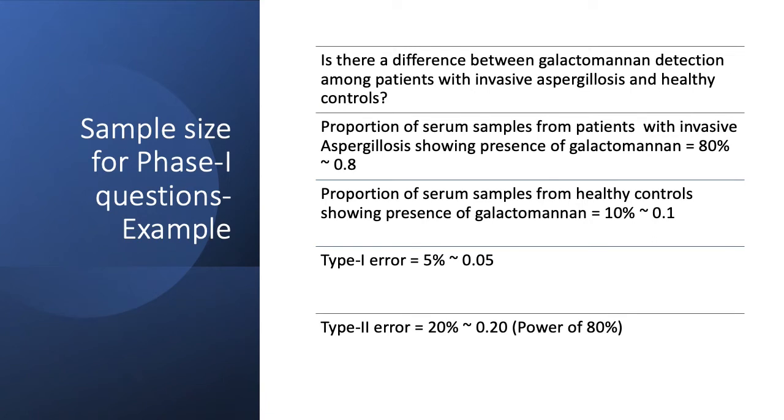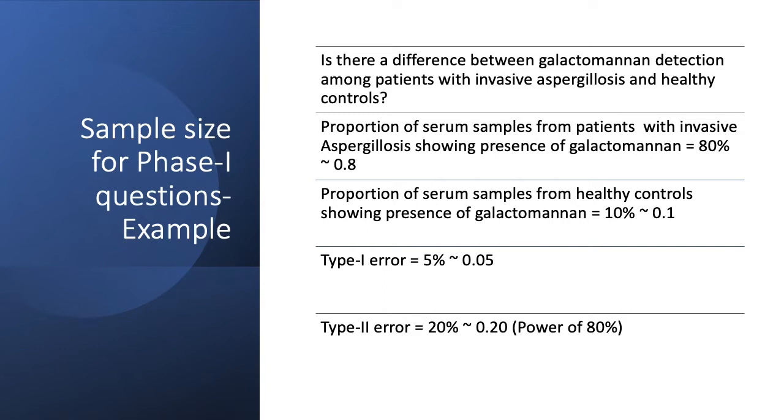After 8 minutes into the presentation, here comes your first sample size calculation. Now, we have to calculate the sample size to detect difference between galactomannan detection among patients with invasive aspergillosis and healthy control. So, we will now make our assumptions. Our first assumption is proportion of the serum samples from the patients with aspergillosis which shows galactomannan presence is 80% because we need it as high as possible.